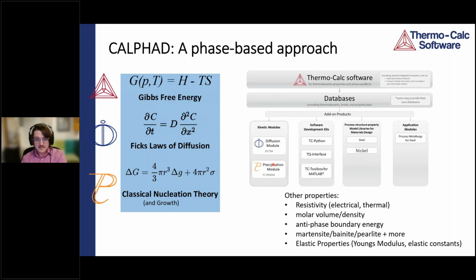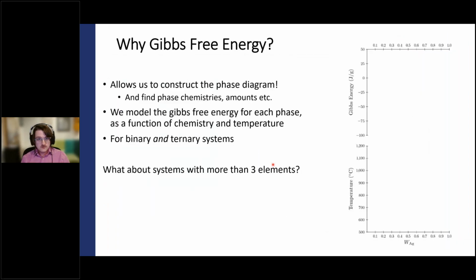And CALPHAD's been around since the 70s, I think, and the software was first developed in the 80s. But over the last maybe 30 years, this technique's been extended into more and more properties, like diffusion and precipitation, and even more recently, in the last 5 to 10 years, things like resistivity, that covers electrical and thermal, things like molar volumes, densities, elastic properties, and also calculating other phase-based things like martensite, bainite reactions, and things like that.